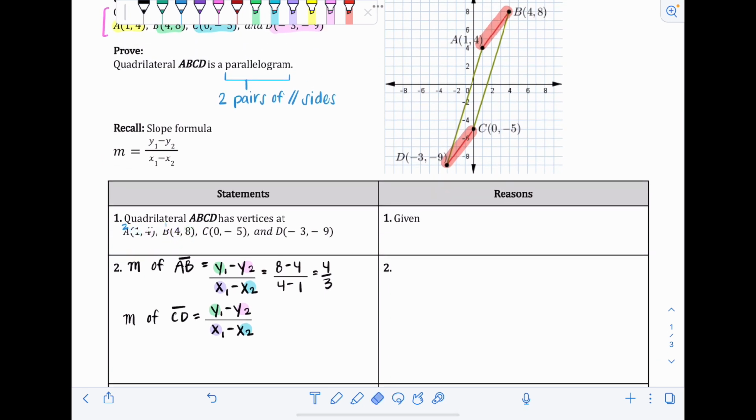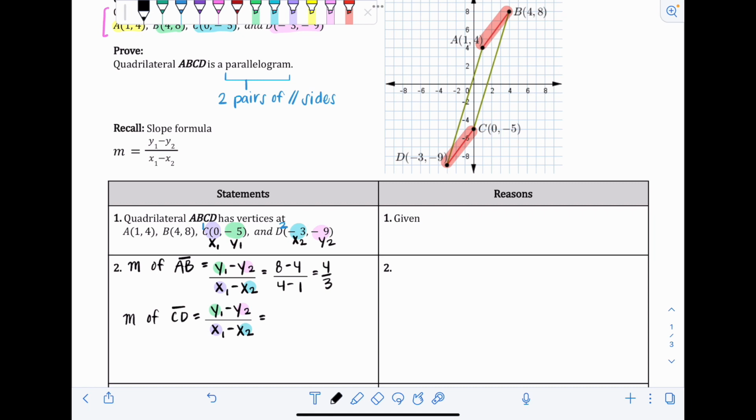So this segment has vertices at C and D, so I'm going to change my points over to those. This one has a ton of negatives, so it really doesn't matter which one is our point 1 and point 2. I'm going to make C point 1 and D point 2, so those will be my x1, y1, and then x2, y2. So y1 will be -5, and y2 will be -9, x1 will be 0, and x2 will be -3.